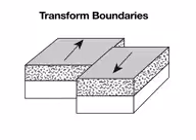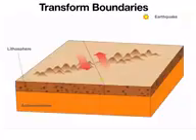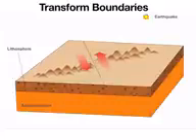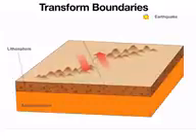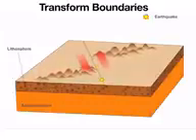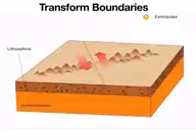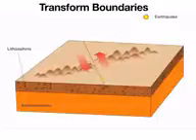Let's start with transform boundaries. So these are the boundaries where plates slide past one another. If you take a look at this animation, you'll notice the lithosphere, floating on top of the asthenosphere, is being driven by convection currents, which is causing them to slide laterally past each other, right past each other.